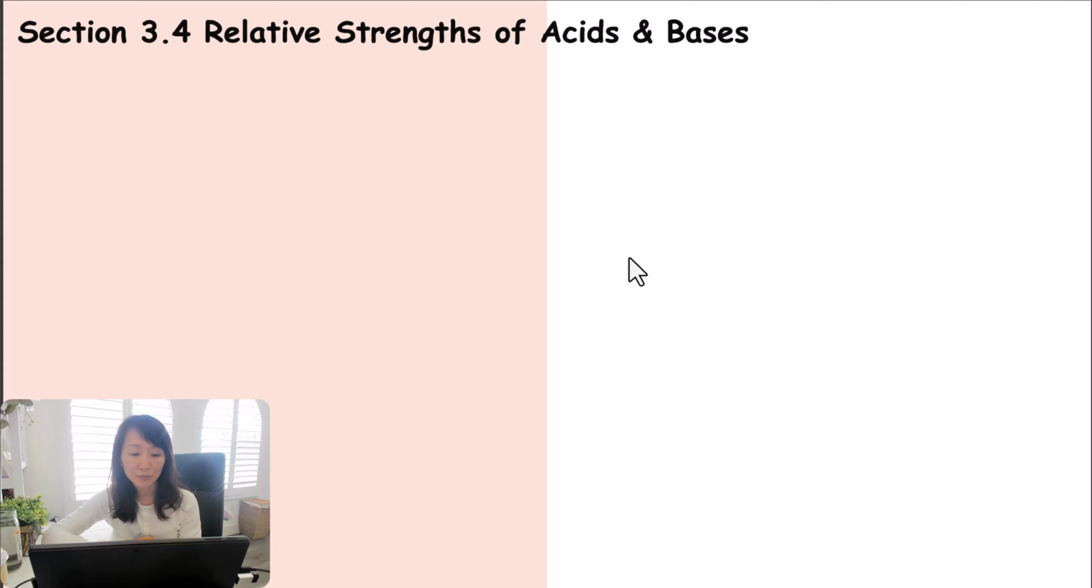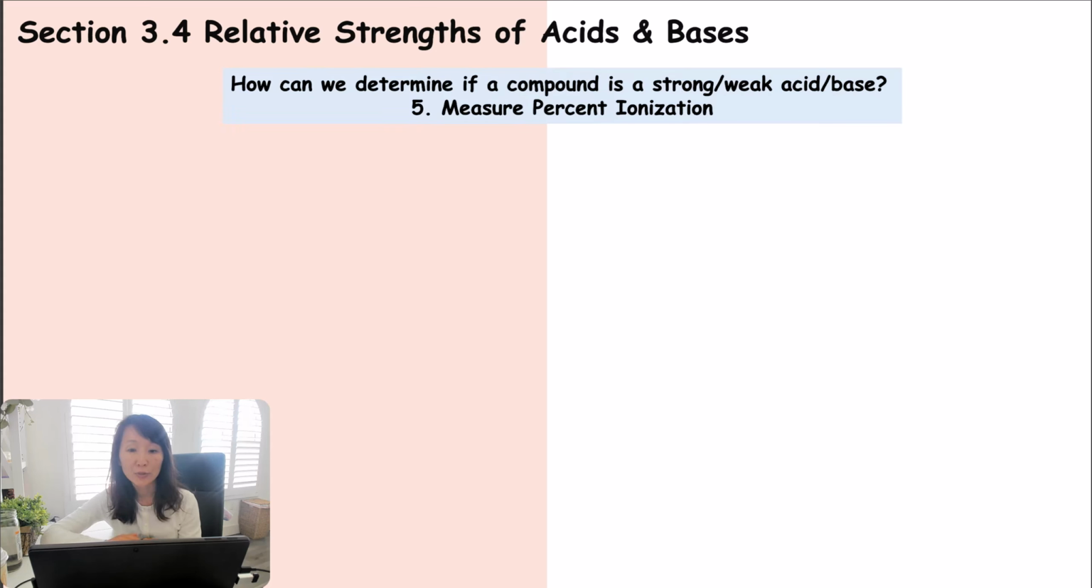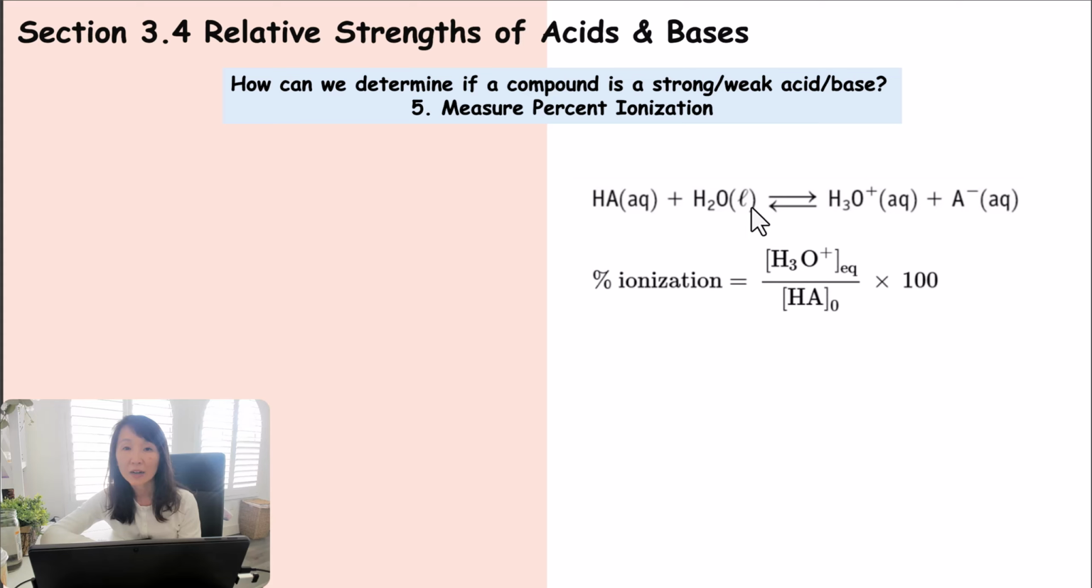And that is through measure percent ionization. Here's what I mean. In this particular acid reaction with water, here you have the acid donating its hydrogen to the H2O, forming a hydronium ion. The conjugate base is by itself on the right. Percent ionization determines what percentage of the acid has dissociated. The greater the percentage of ionization, the stronger the acid. The smaller the percentage, the weaker the acid.